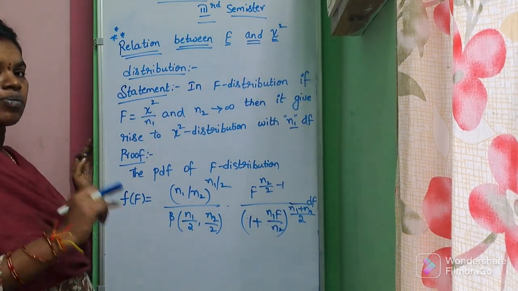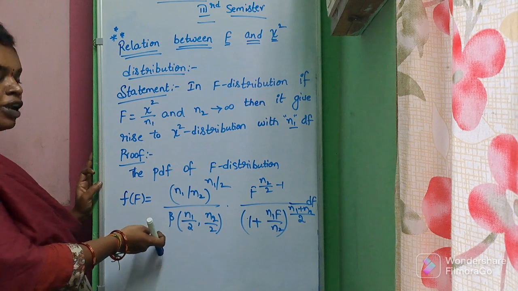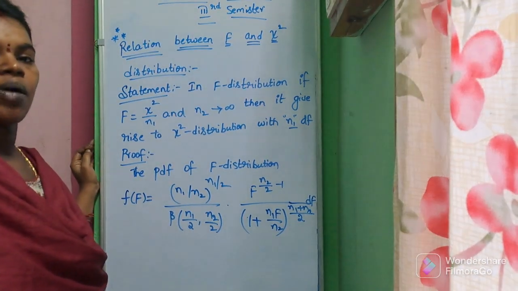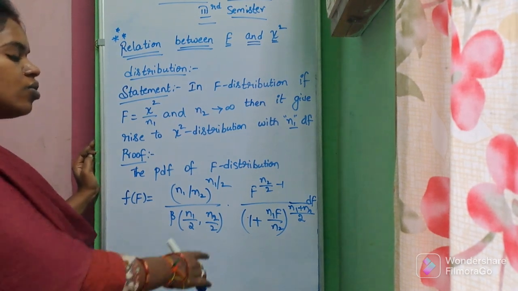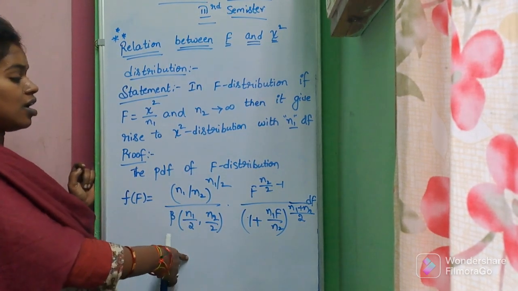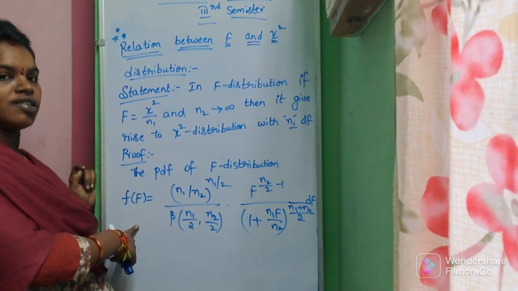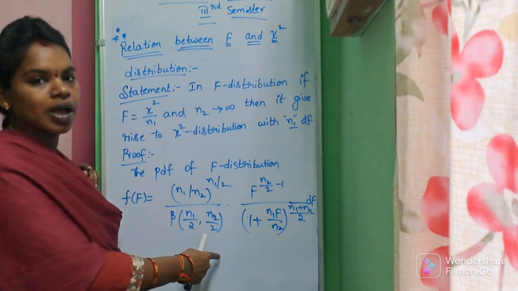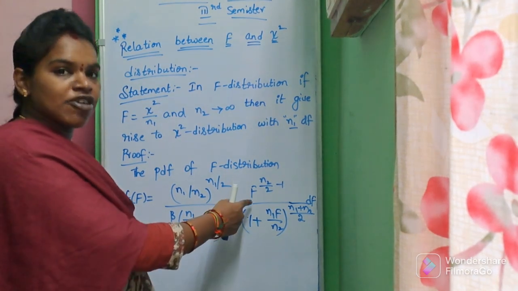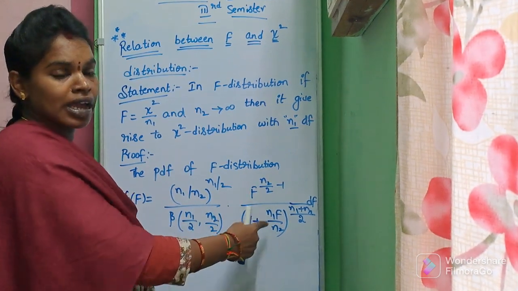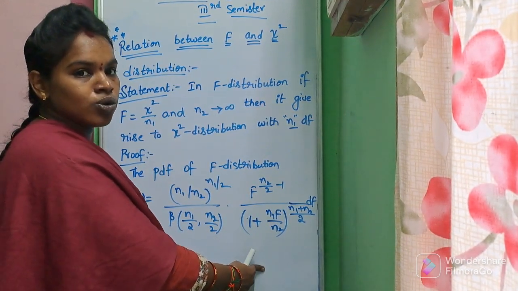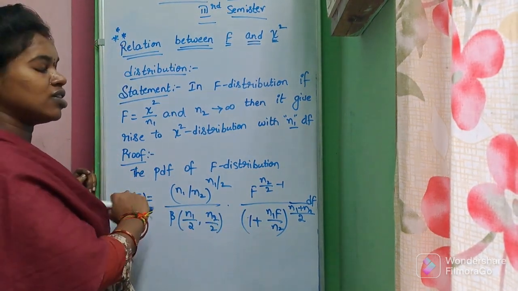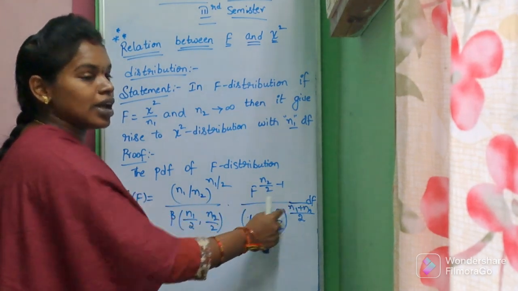First we have to substitute in place of F chi-square by n1 using the three formulas we already know. First one is beta of m comma n equal to gamma of m into gamma of n by gamma of m plus n. So here we have to substitute that formula, and the PDF of F distribution is n1 by n2 whole power n1 by 2 by beta of n1 by 2 comma n2 by 2 into F power n2 by 2 minus 1 by 1 plus n1F by n2 whole to the power n1 plus n2 by 2. This is our PDF, so that we have to write dF.